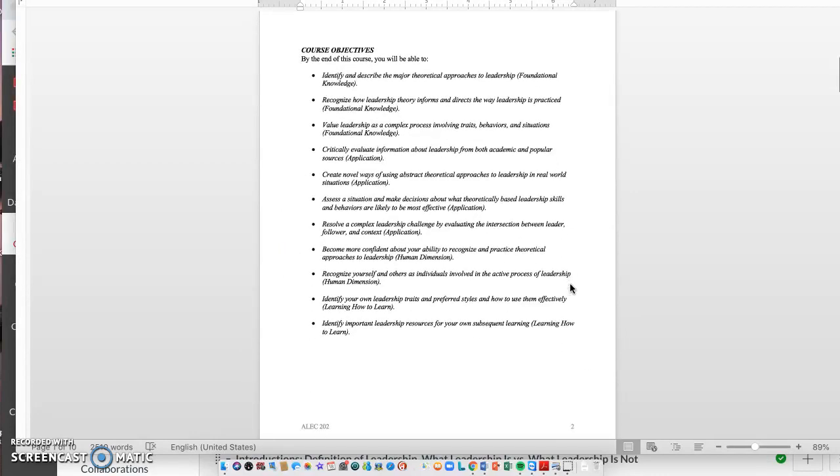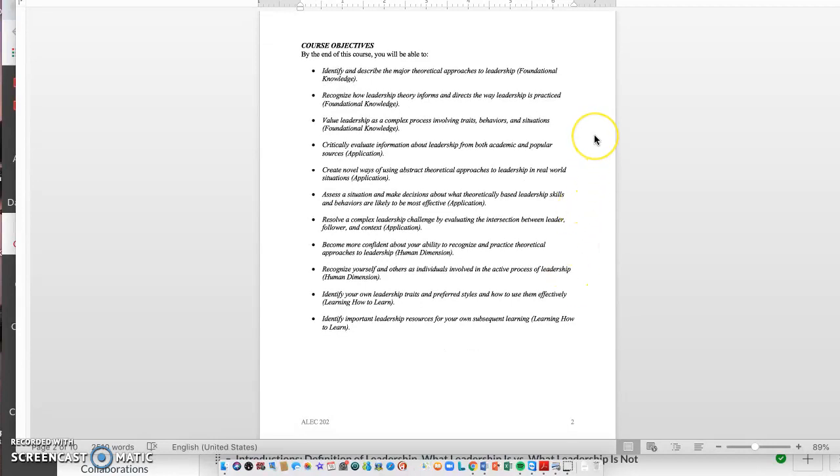So if you look in the syllabus at the course objectives, you will see that we aim to introduce and describe the major theoretical approaches to leadership and to recognize how that theory informs and directs the way leadership is practiced, to look at the process of leadership, involving the leader, the followers, the context, and how that process works. To critically evaluate leadership from academic and popular sources, and then to help you learn to apply those theories and leadership skills and behaviors in ways that are effective.